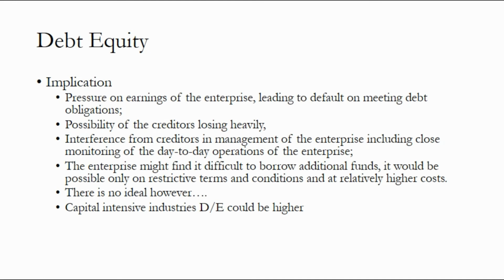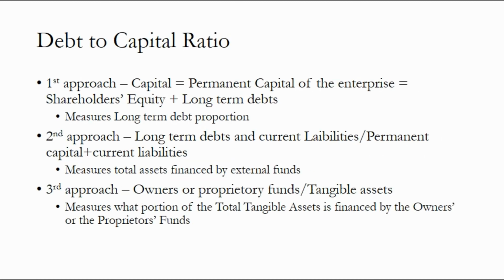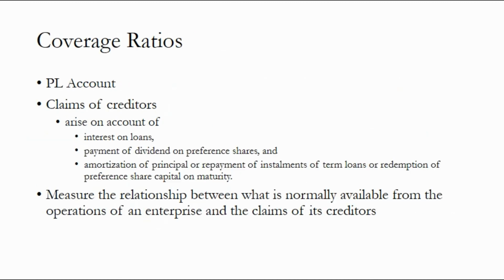Debt equity implications: pressure on earnings of the enterprise leading to default on meeting debt obligations, the possibility of creditors losing heavily, and interference from the creditors in management of the enterprise, including close monitoring of its day-to-day operations. The enterprise might find it difficult to borrow additional funds. It would be possible only on restrictive terms and conditions at a relatively higher cost. There is no ideal ratio; however, in capital intensive industries the debt to equity ratio could be higher. Debt to capital ratio has three approaches. You can pause the video and go through it.